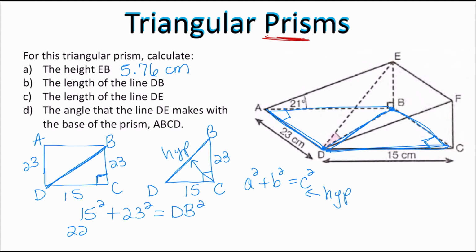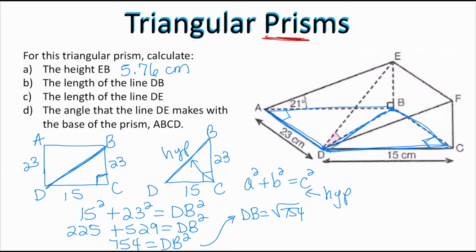15 squared is 225, plus 23 squared is 529, and that is going to equal DB squared. Add them together, 225 plus 529 is 754, which is equal to DB squared. Remember that you have to take the square root of both sides. So if I take the square root of 754, I'm going to get that DB is approximately 27.5 centimeters. So I've figured out the answer for DB, which is 27.5 centimeters if I round to 3 significant figures.